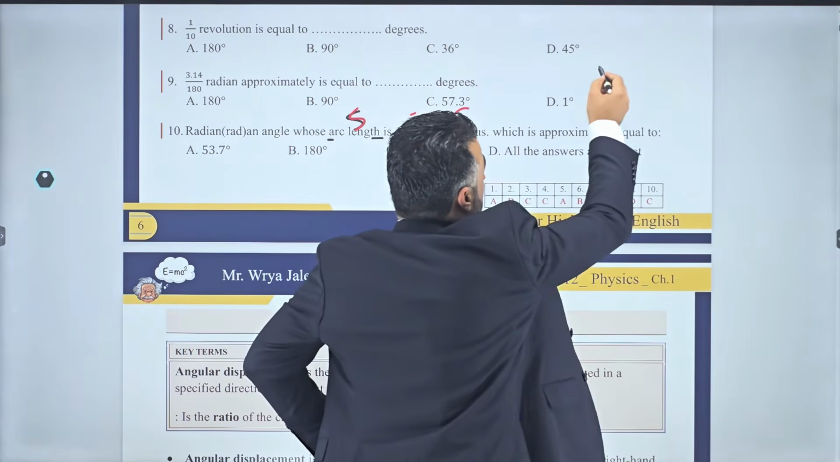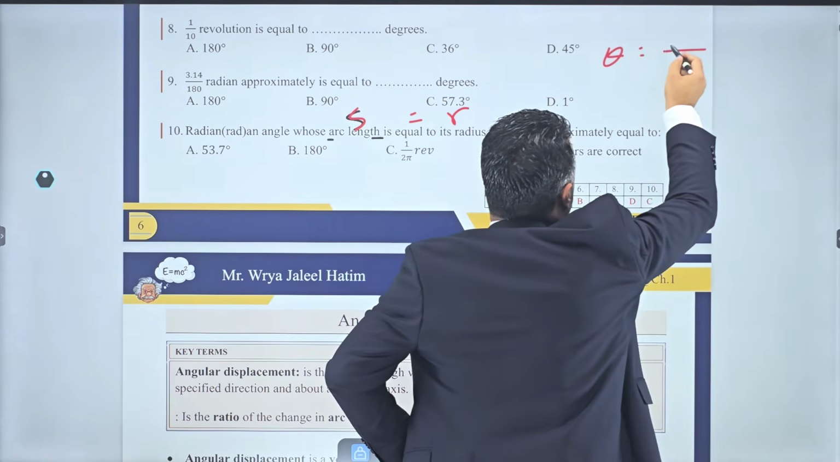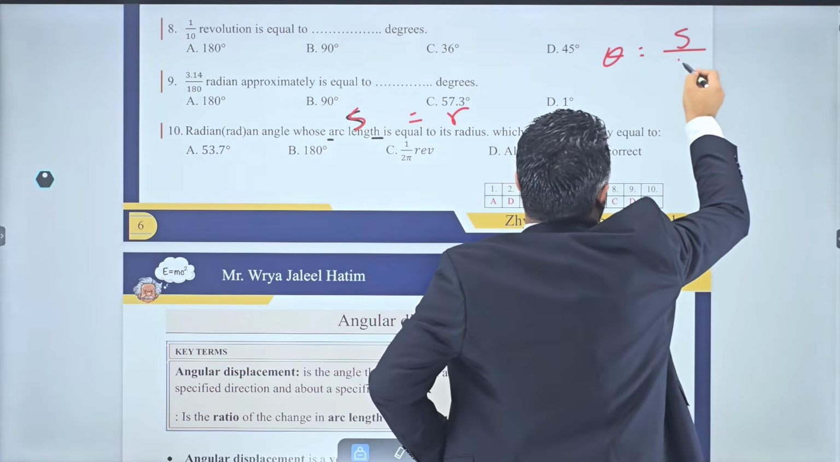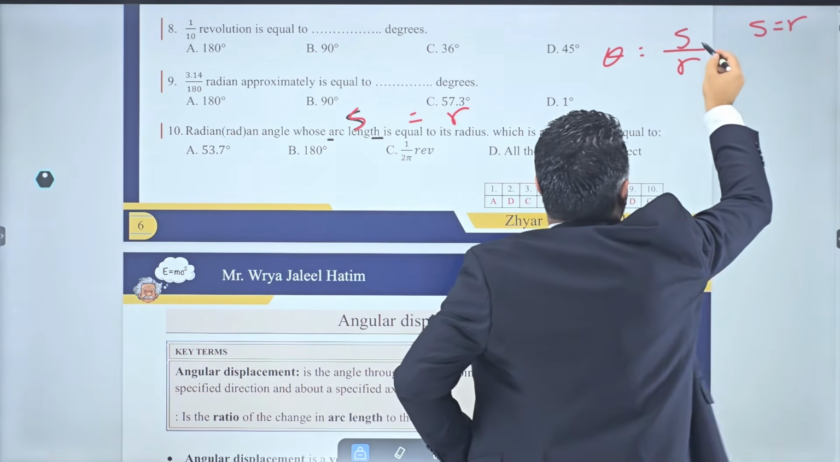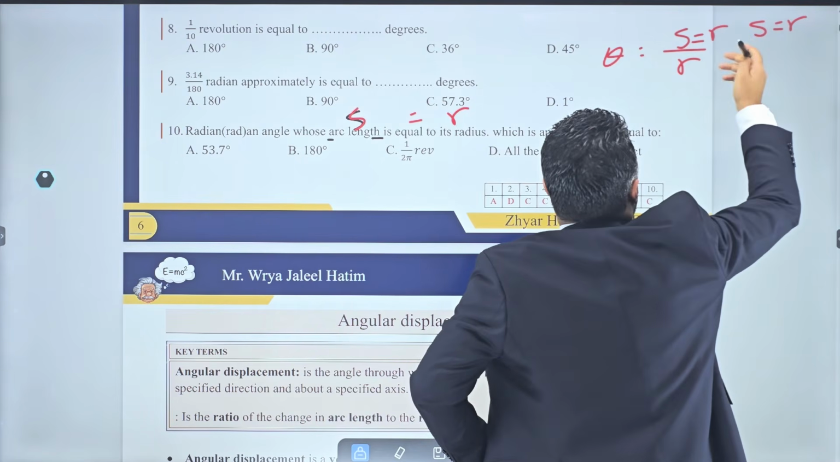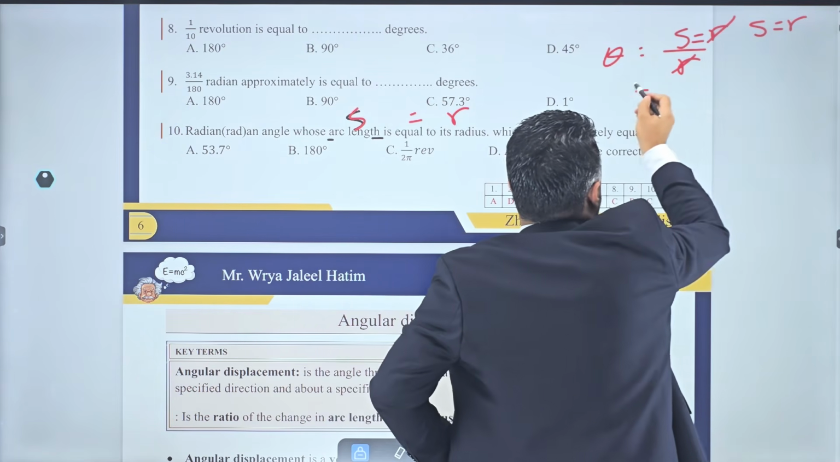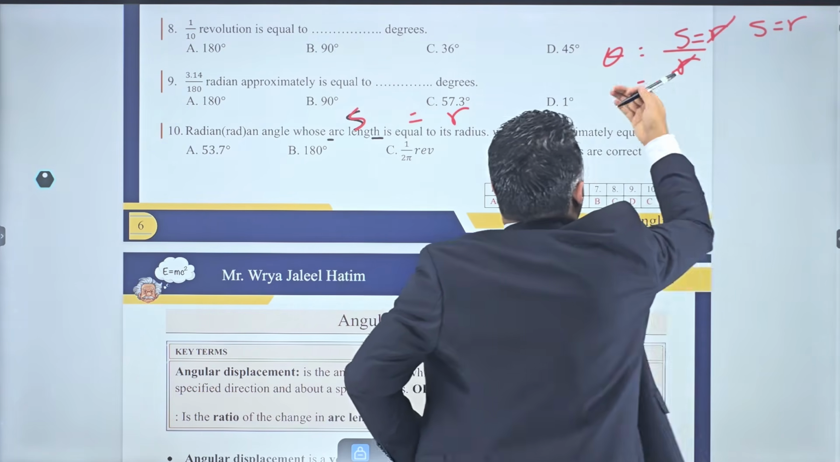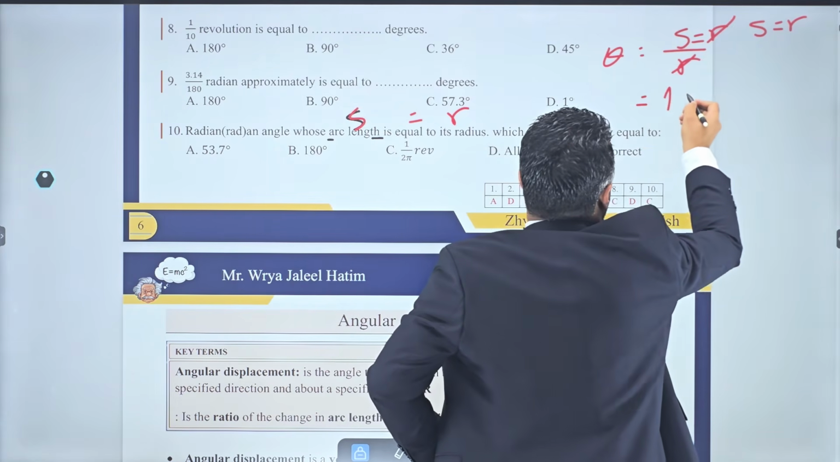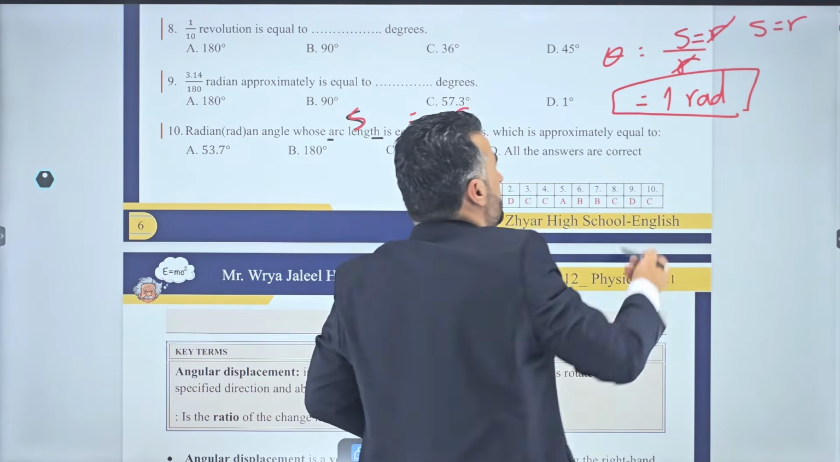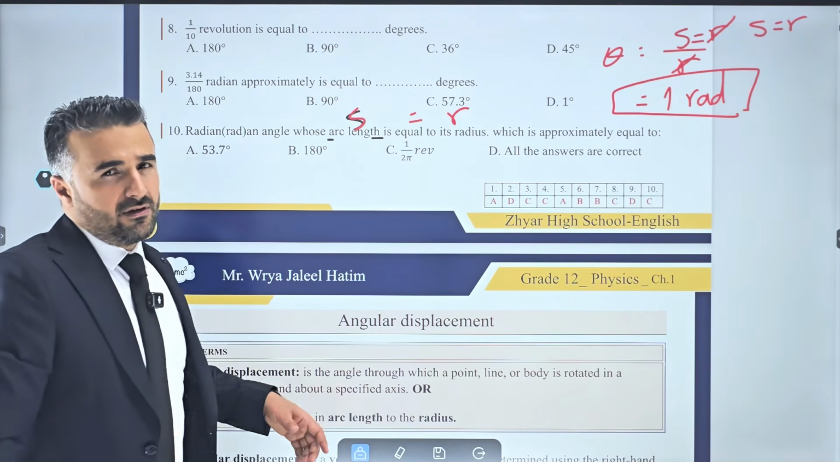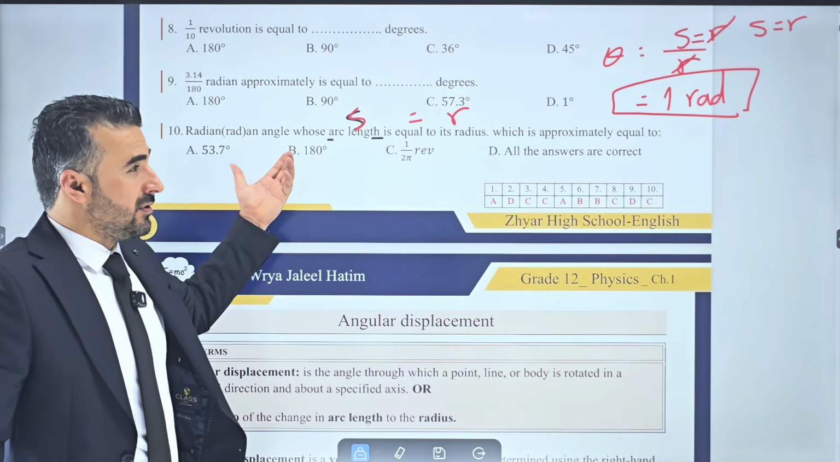So if I want to find delta theta or theta, the angle, we said it is equal to arc length divided by the radius. But if the arc length is equal to the radius, can I write the radius instead? Yes. Now these two, of course, will cancel out. So it is just going to be 1. But 1 what? It is going to be 1 radian, even if you didn't know. Now look at the options. Do you have 1 radian? No, of course not, because that is the definition of 1 radian.